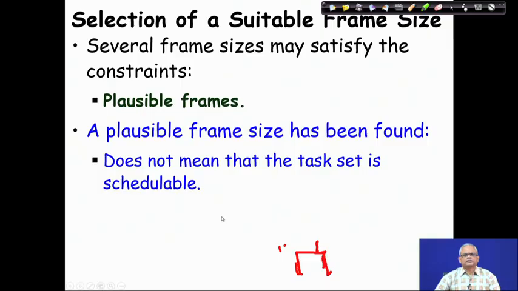Now, let us consider the design trade-offs. We find that there may be several frame sizes which may become feasible. We call that as plausible frames, but then just because they satisfied the three conditions and have got a plausible frame does not mean that we have found a schedule. We have to check other things.